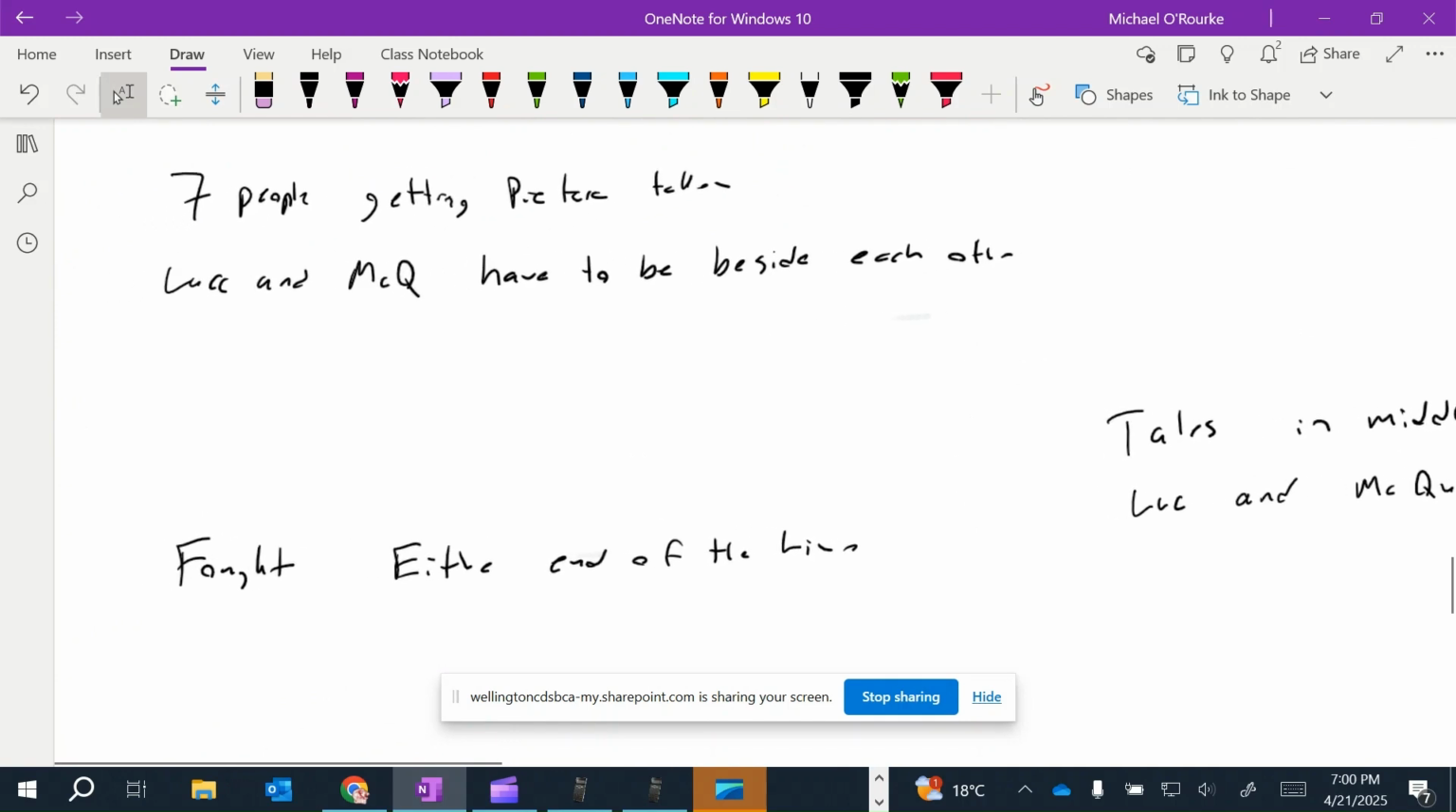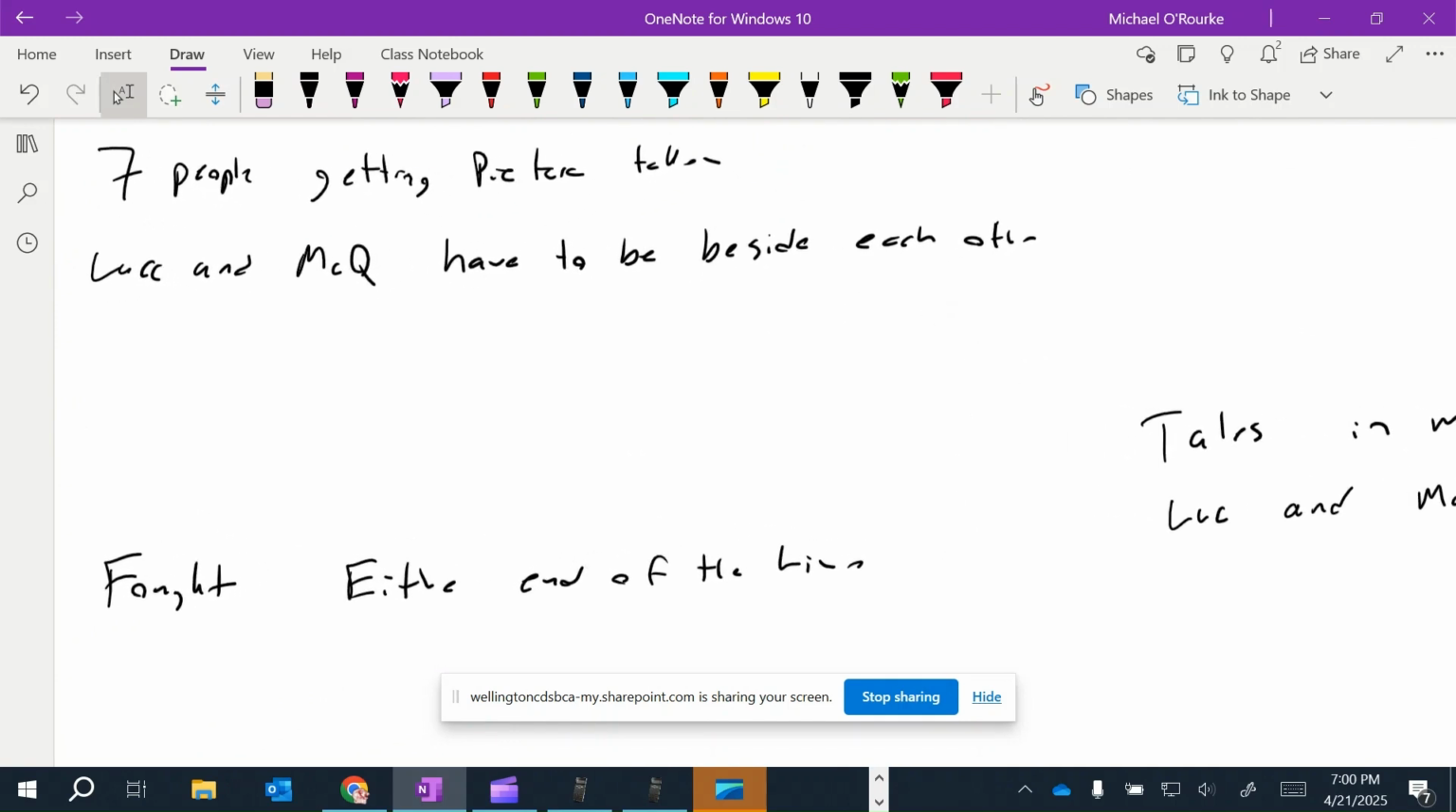Let's keep going. I'll let you do this one by yourself. So 7 people are getting their picture taken. I apologize for my amazing writing. These 2 people, let's say Sam and Allie, have to be beside each other. So 7 people, Sam and Allie have to be beside each other. That's the only restriction. So pause it here if you want to take a shot at it.